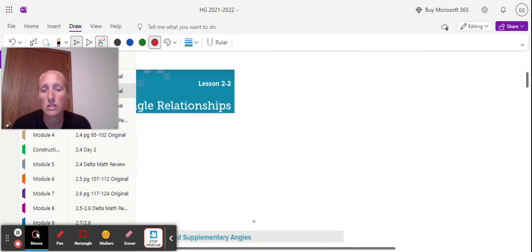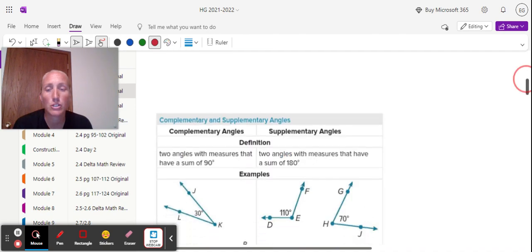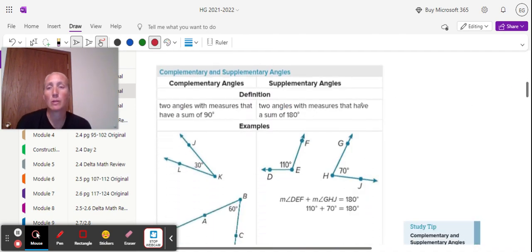We're going to get into these angle relationships now, and the different types of angle relationships that we're going to have. Complementary and supplementary are the ones we're going to start with. These should not be new terms for you. Complementary angles are two angles with measures that have a sum of 90 degrees. So we're going to add up to 90. That's what we want to think with complementary.